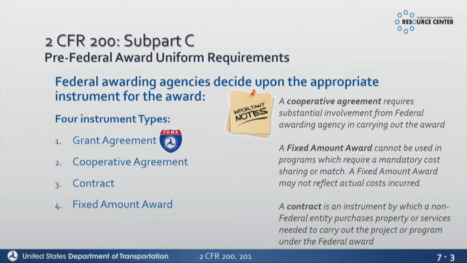A fixed amount award, we can't use that one because it can't be used in programs that have a required matching requirement. We have that. And then a contract, if you remember back, a contract is procurement of goods and services. So you all use contracts, but that doesn't meet the definition here. This is a federal contract. So we use federal contracts on our federal land side. So if federal lands is doing a road in Yellowstone National Park and they're getting a contractor to do the work, then we're going to have a federal contract, and that's what that's talking about there. So we use grant agreement.